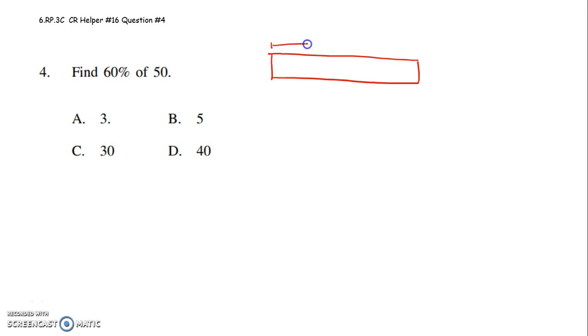And you had your total of 50, and you wanted to find 60% of that. Well, to find 60% of that, you probably broke it down into 10 parts, each part representing 10%. 1, 2, 3, 4, 5, 6, 7, 8, 9, 10. These really should be equal rectangles. I just didn't do a great job at it.